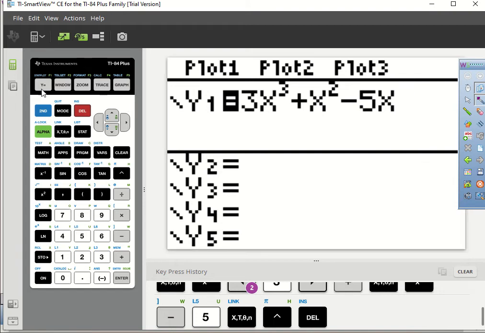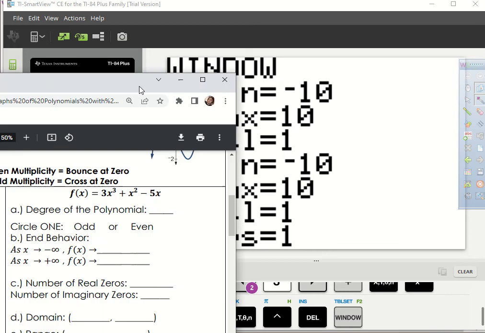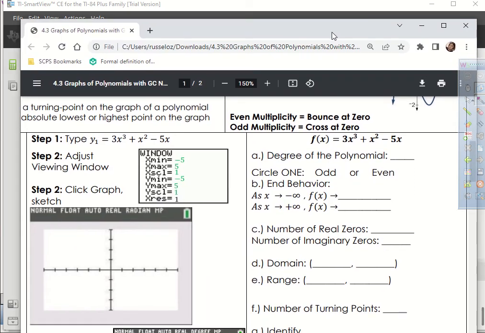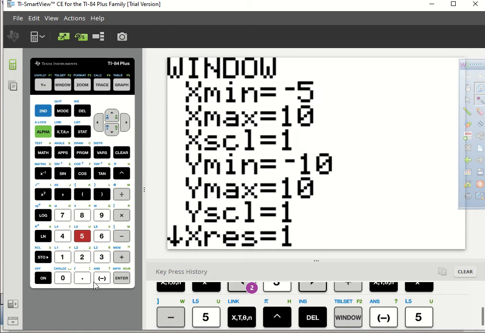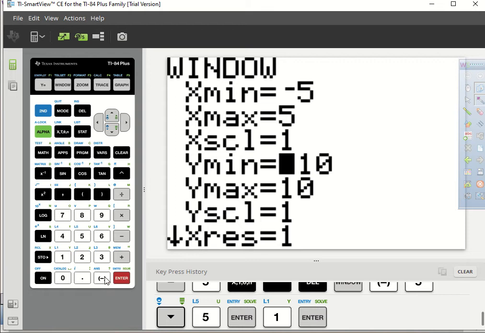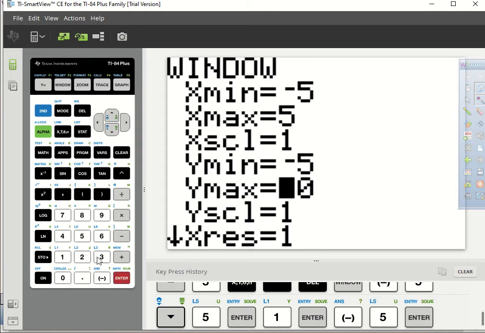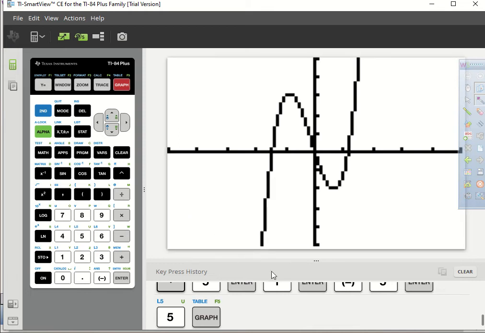Then I'm going to adjust the viewing window. So I click Window, and we always give you the information on what your window should look like on the note. So go ahead and type it in accordingly. So -5, the next one should be 5, and then 1, -5, 5, and the other 2 are 1. Then you're going to click Graph, and it should look something like this.